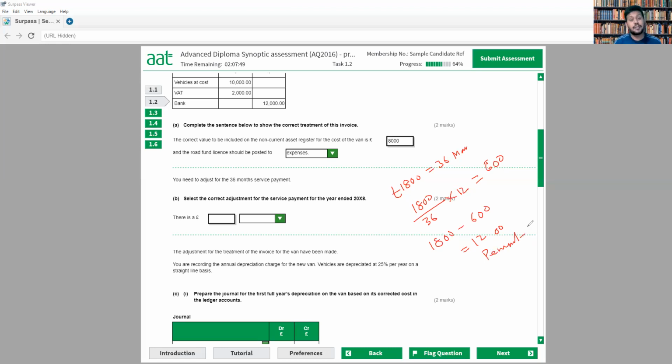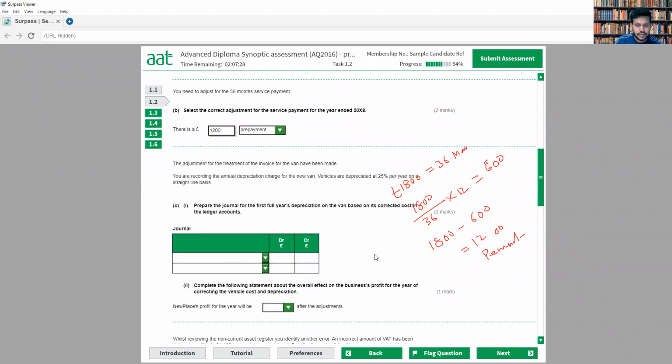So that means I paid in advance. 1,200 I paid in advance. That is a prepayment. So I'm going to say there is a prepayment here, 1,200, because I paid in advance.